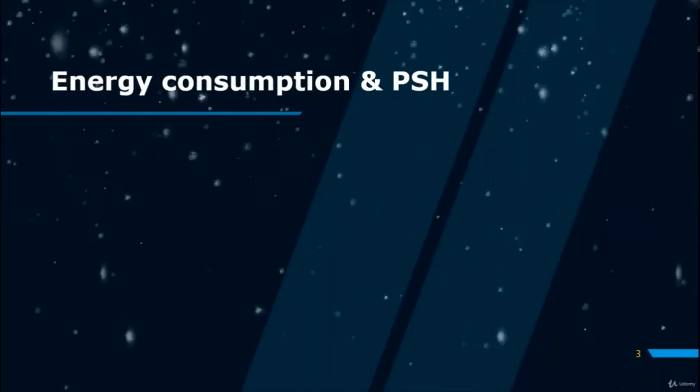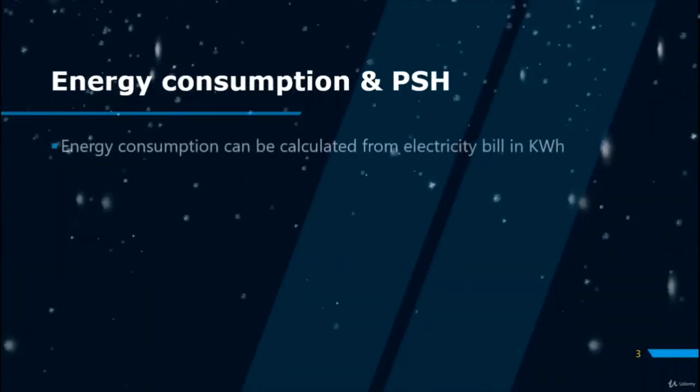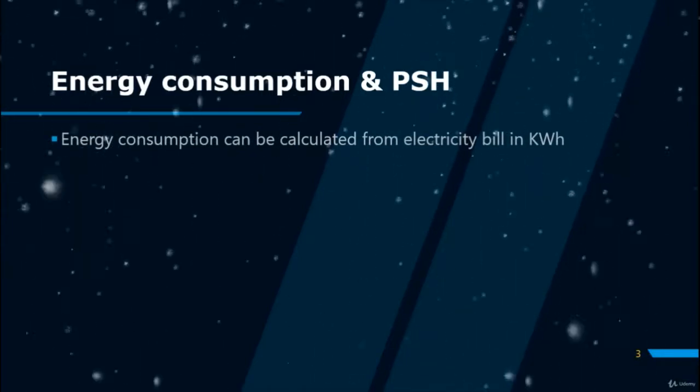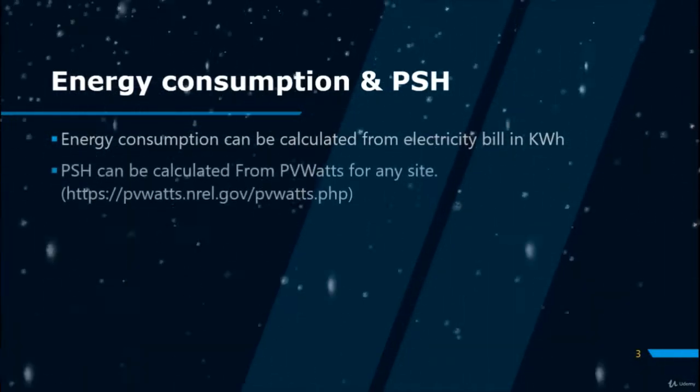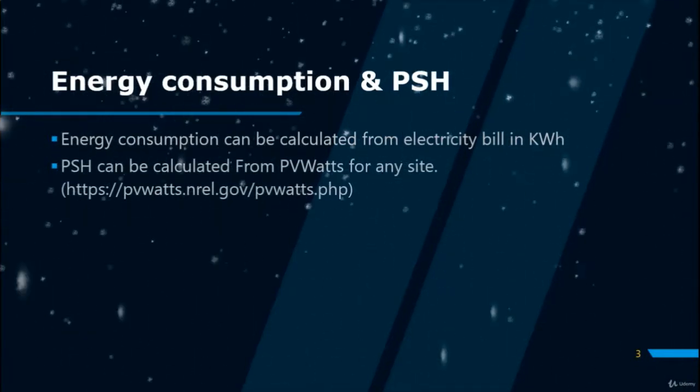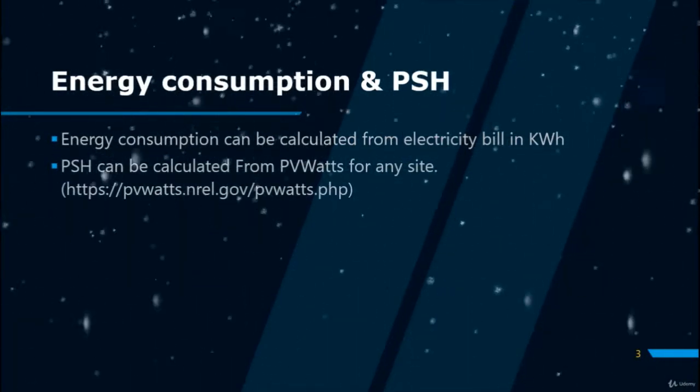Energy consumption and peak sun hours. Energy consumption can be calculated from the electricity bill in kilowatt hours. Peak sun hour can be calculated from the PV Watts website for any location in the world. Let's see how.